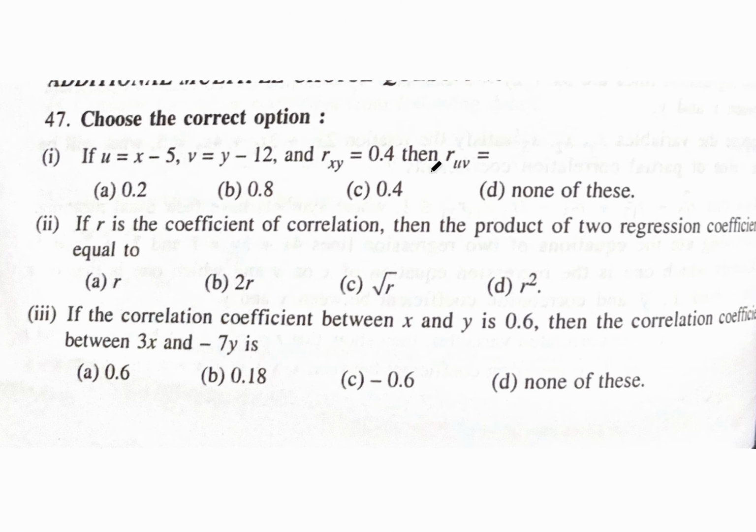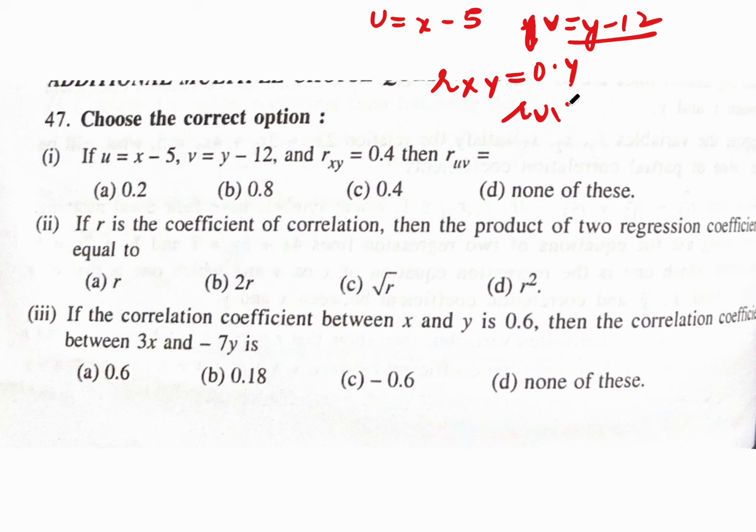So yeah. Okay, so this is my second part. Okay, u is equal to x minus 5, v is equal to y minus 12, r of xy is 0.4, r of uv is also 0.4, I think. Wait, is it 0.4? It's 0.4, yes. Yeah, very good.